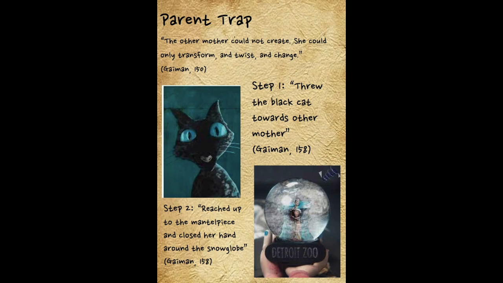So after she realizes that her parents are in fact in the snow globe, she has to get her parents out, but she also has to escape because she knows the other mother is not going to let her go and is not going to hold up her end of the deal. So the way she's going to do this is the first step, she's going to throw the black cat on the other mother as a distraction. And then while all that's happening, she's going to reach up on the mantle, close her hand around the snow globe, and leave the other world.